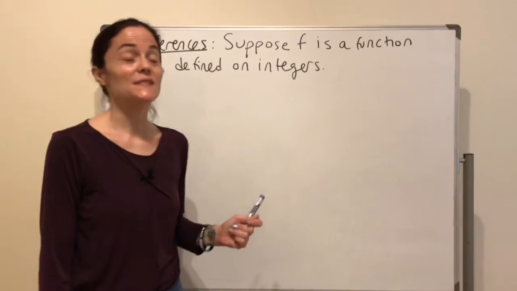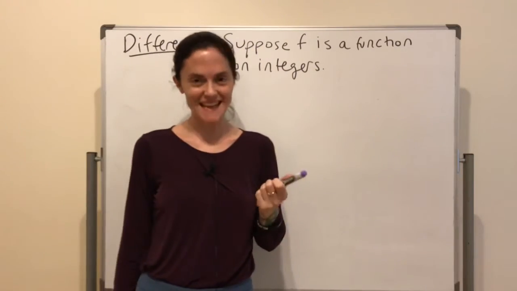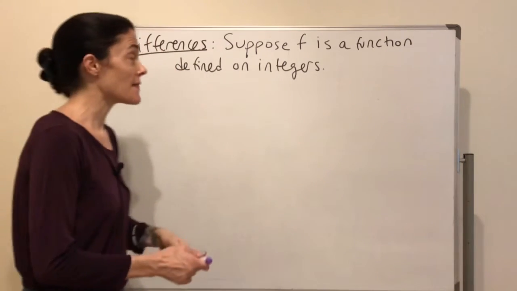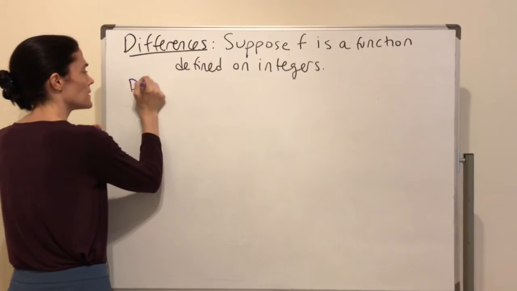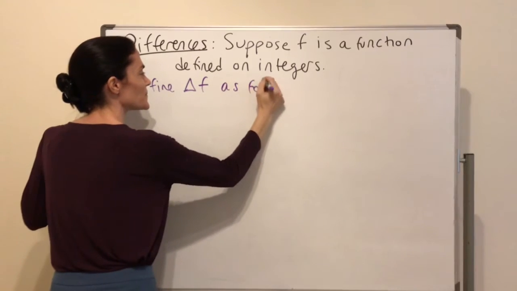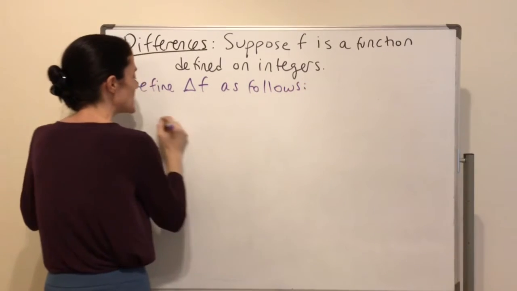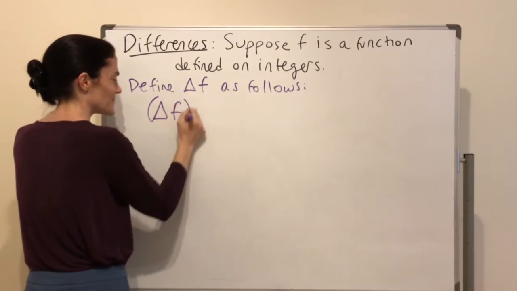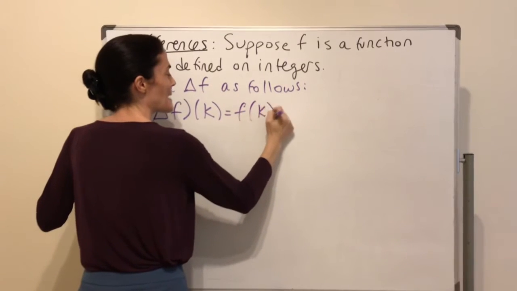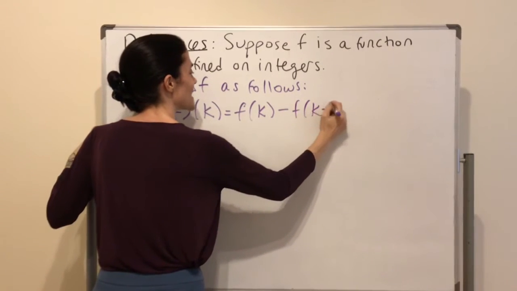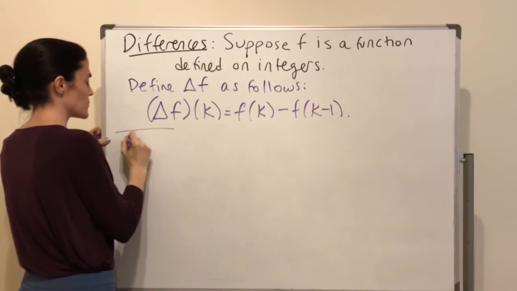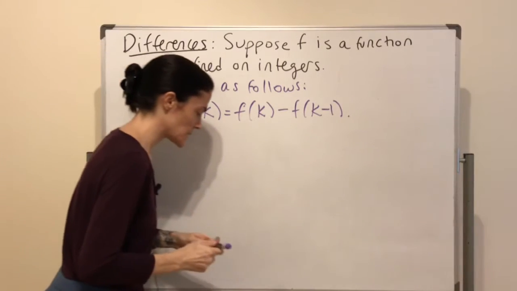Now we move on to the differences part of today. Suppose f is a function defined on integers, and then we can define this new function delta f as follows. Delta f evaluated at some integer k, well, you take f of k minus f of k minus 1. This is the difference right now. Just let's do 2 examples. Maybe I will do those in black.